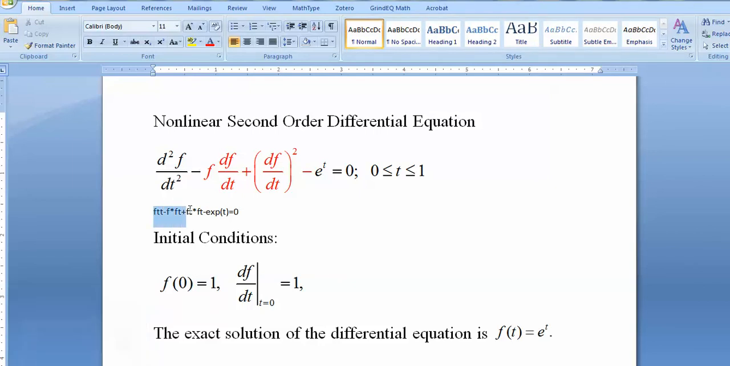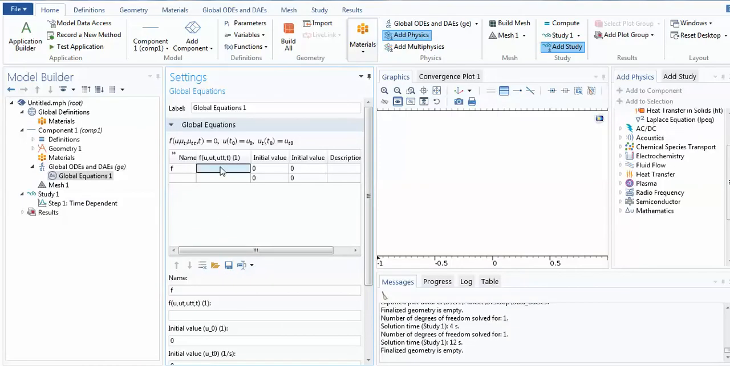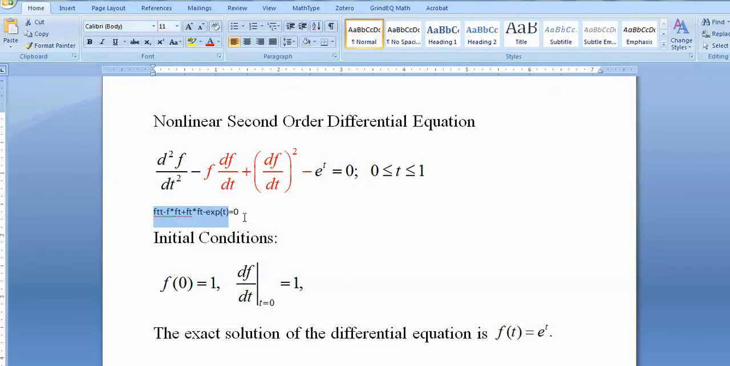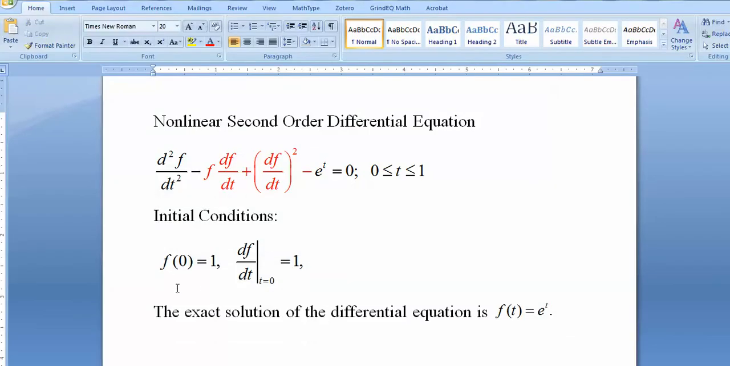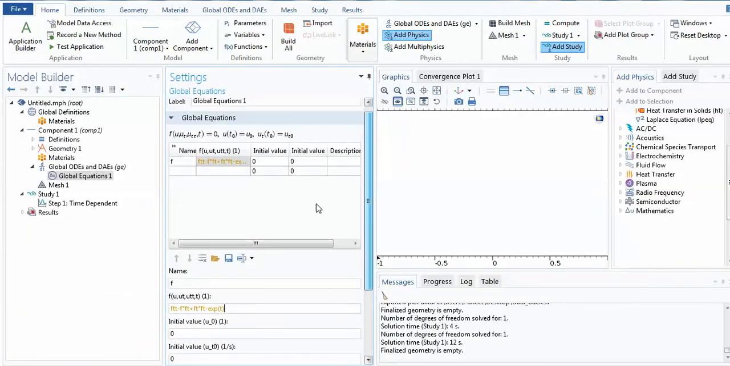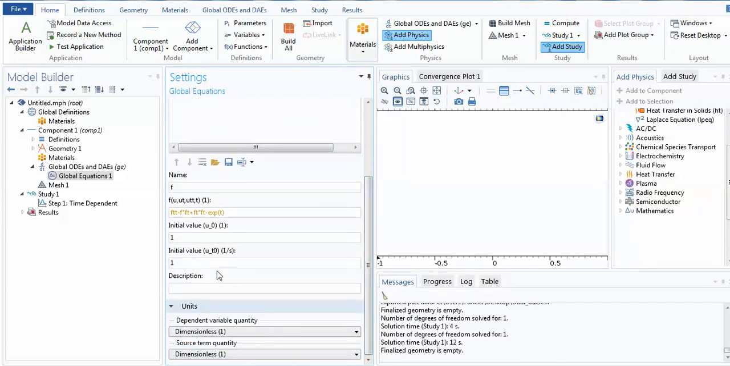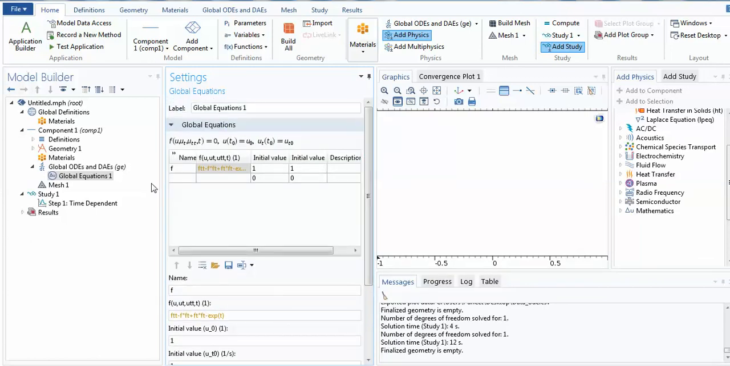If I wish to copy it, I can paste it. Copy paste is allowed here from normal text, so I can write this equation as this. And if you go to the initial values, f(0) is 1 and the first derivative is also equal to 1. Both are mentioned here, or you can write here or even here, so 1 and 1. The description is not necessary, it's up to you if you wish to add one.